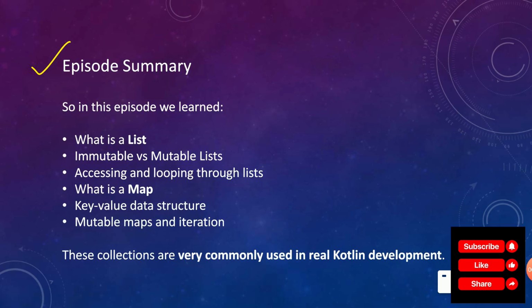So this is our overall session on map and list. Hope you understood and the concepts are clear. In this episode we learned what a list is, immutable versus mutable lists, accessing and looping through a list, what a map is, the key-value data structure, mutability and iterations, right? These collections are very commonly used in real-world development.